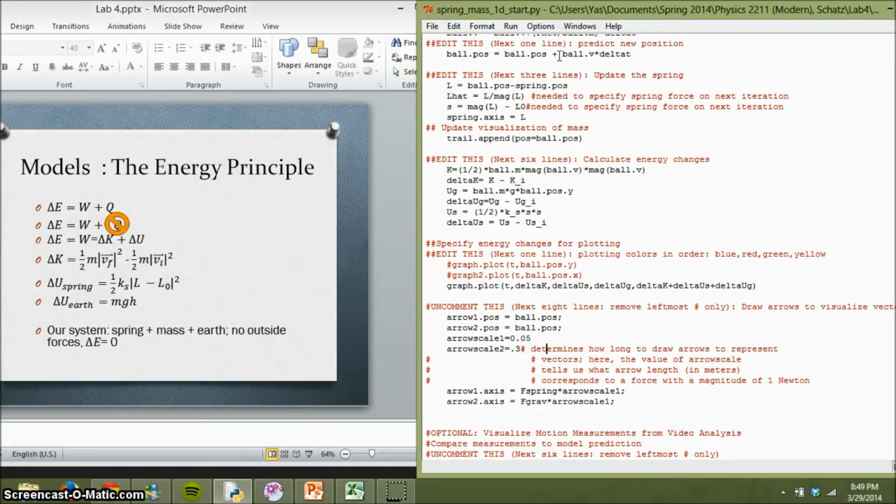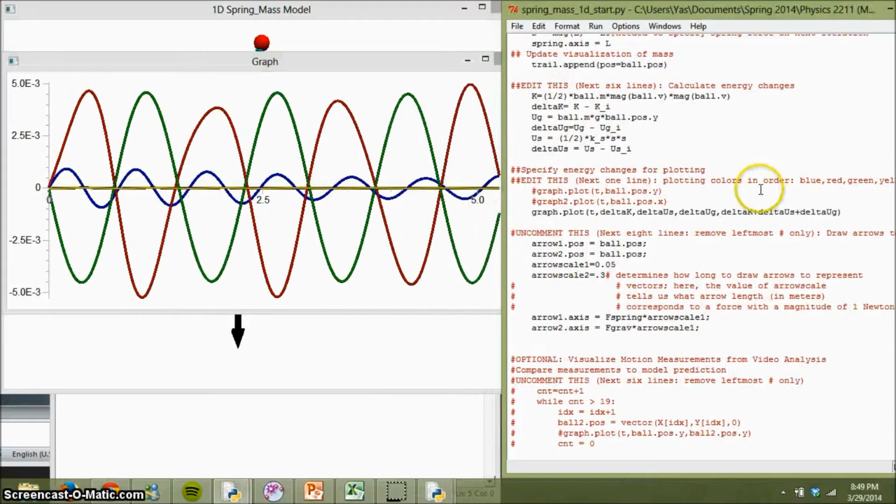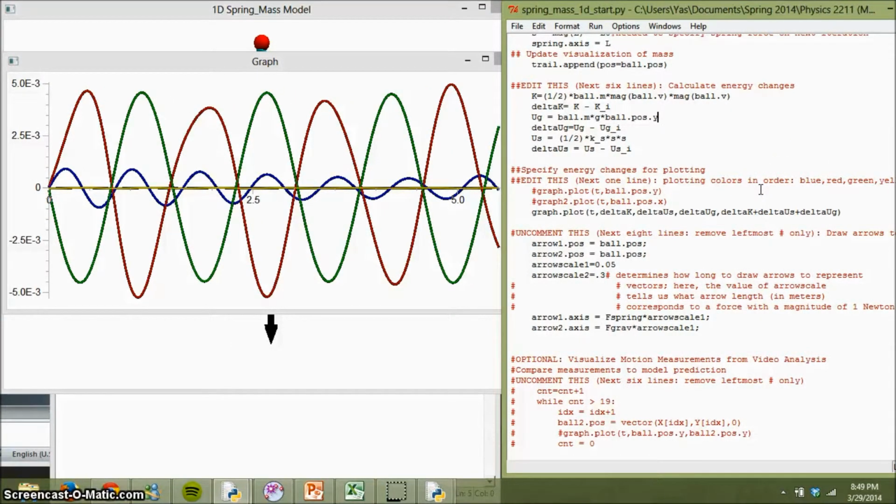After we run this, we get this nice graph. The blue is representing the change in kinetic energy. The red is representing the change in the spring's potential energy. The green is representing the change in gravity's potential energy. And the yellow is equal to delta K plus delta US plus delta UG. As I stated earlier, these should sum up to 0 because there is no work acting on the system.